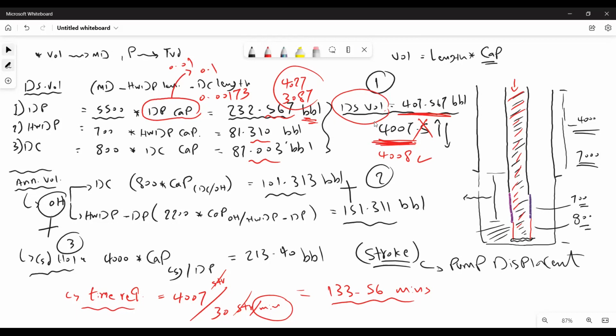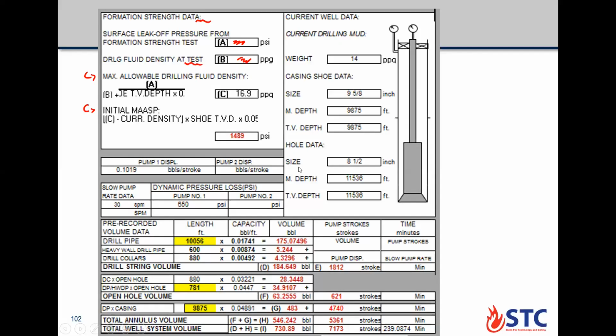Okay, back again to here. What we do is calculate the maximum allowable drilling fluid density and round down this value. For example, if it is 16.93, we ignore the 3, so it will be 16.9. Then calculating the initial mass: take this value minus the current mud weight 14, times TVD shoe, times the constant 0.052, and round down this value. So if it is 1489.9, we ignore this one, so it will be 1489 only.